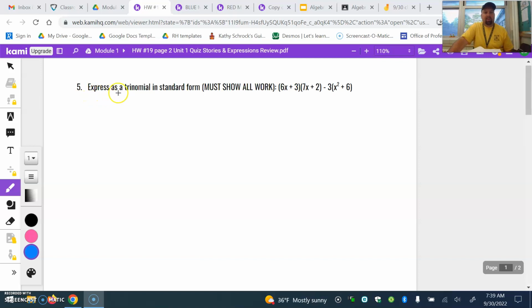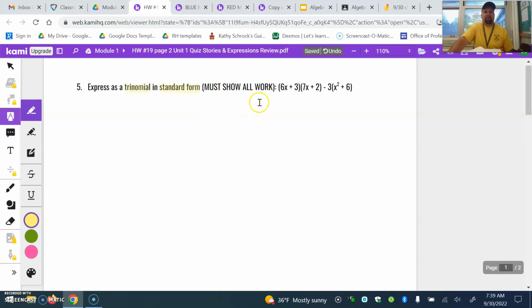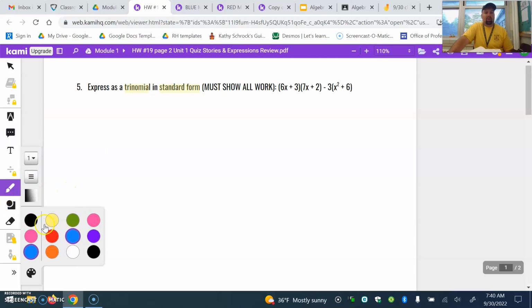So here we go. Express as a trinomial in standard form, must show all work. That's a big deal. That means I need to see all steps in order for you to get full credit for this. This is a problem on your quiz that will be worth a few points. So if you just have an answer and no work, only if the answer is perfect, you might get a point for it. But if there's anything at all wrong with it, you get nothing. So make sure you show all your work.